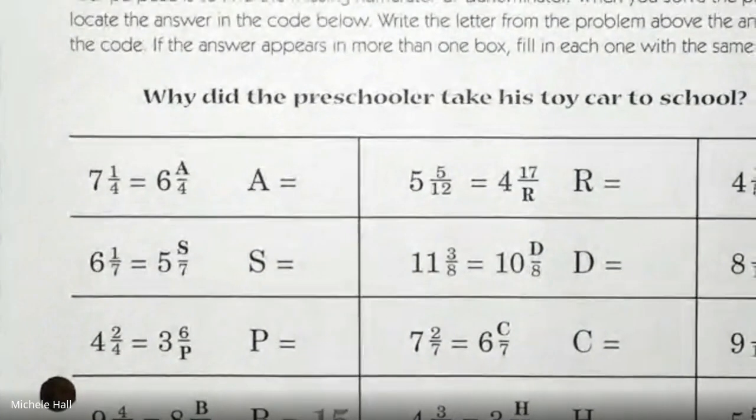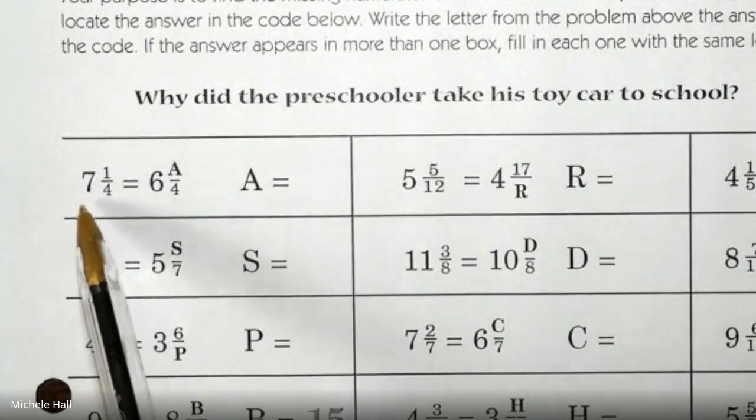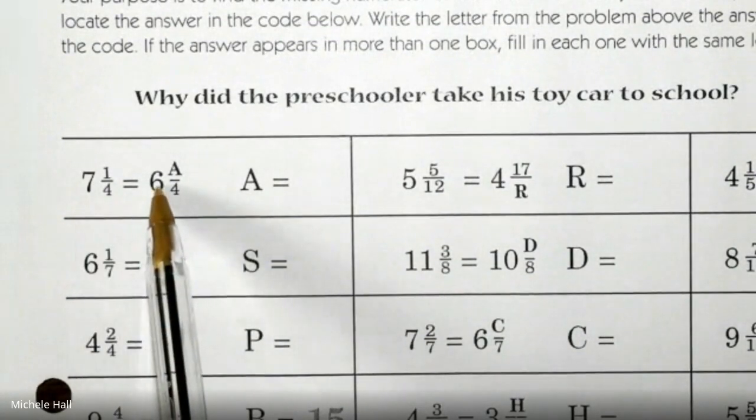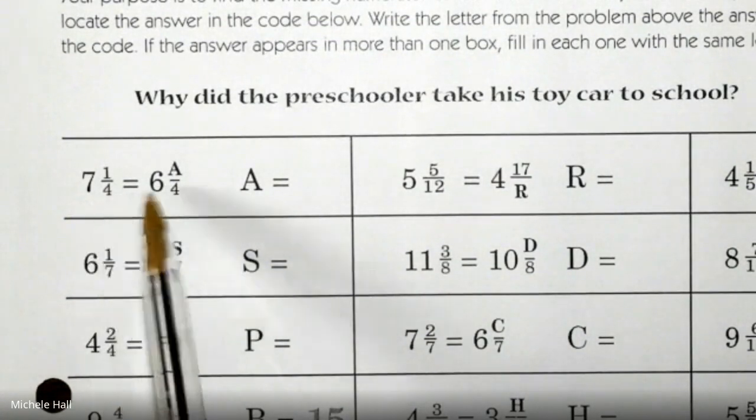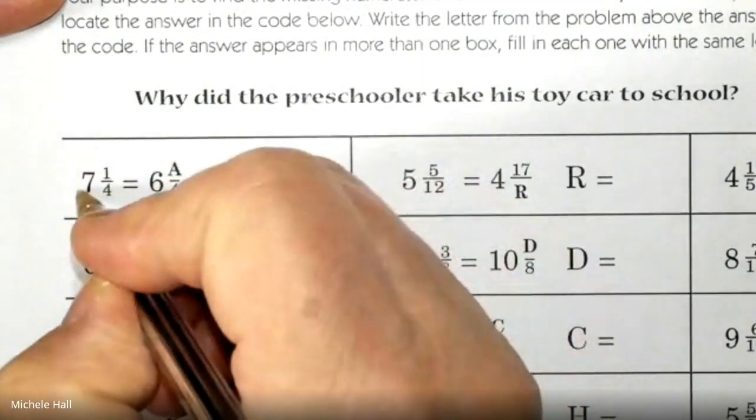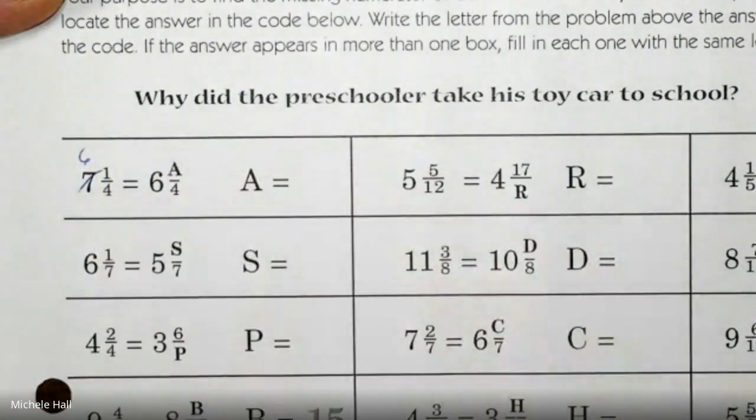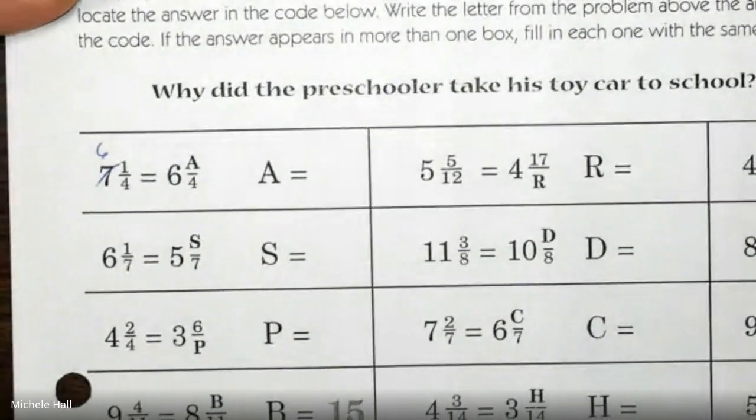About that. Let's see how easy this is. I noticed that the 7 has gone down to a 6 because they borrowed. So we're just practicing borrowing. They crossed out the 7. That makes it a 6. And then what do I do with the 1?